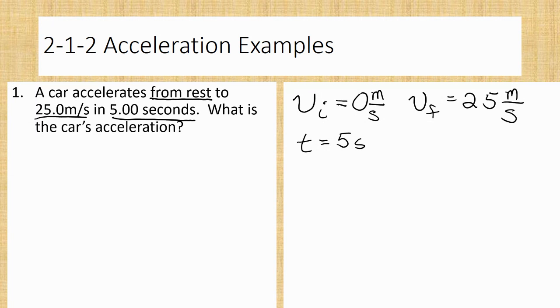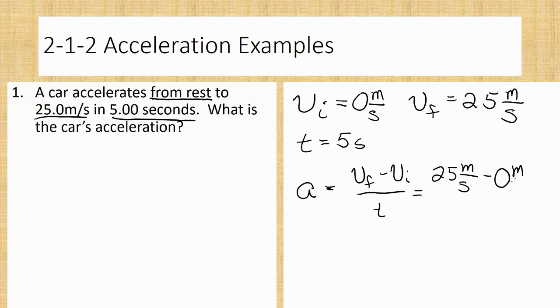So once we recognize this, the problem primarily becomes a plug and chug. Acceleration is final minus the initial velocity divided by time, 25 meters per second minus 0 meters per second over 5 seconds. And this comes out to be 5 meters per second squared.